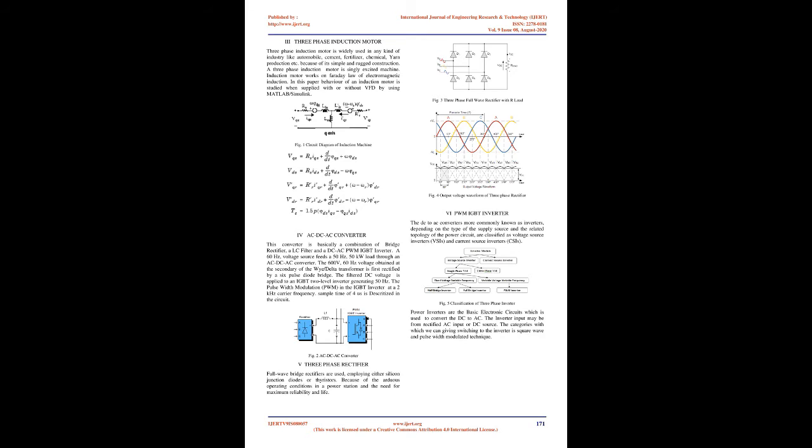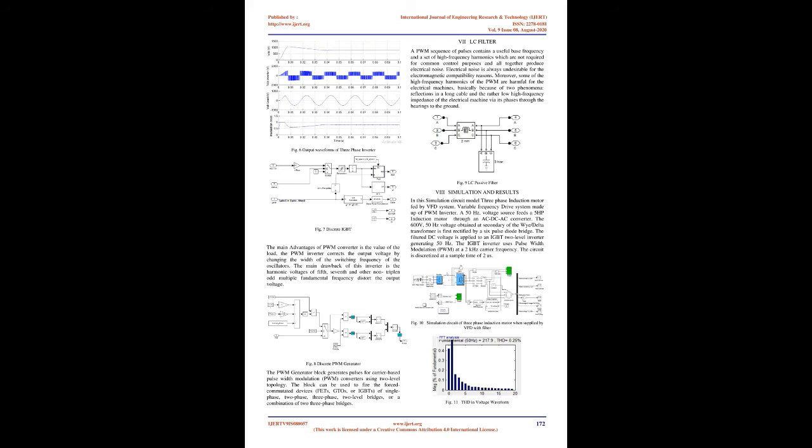4. AC/DC/AC converter. This converter is basically a combination of a bridge rectifier, an LC filter and a DC/AC PWM IGBT inverter. A 60 Hz voltage source feeds a 50 Hz, 50 kW load through an AC/DC/AC converter. The 600V, 60 Hz voltage obtained at the secondary of the Y/delta transformer is first rectified by a 6-pulse diode bridge. The filtered DC voltage is applied to an IGBT 2-level inverter generating 50 Hz. The pulse width modulation, PWM, in the IGBT inverter uses a 2 kHz carrier frequency. A sample time of 4 us is discretized in the circuit.